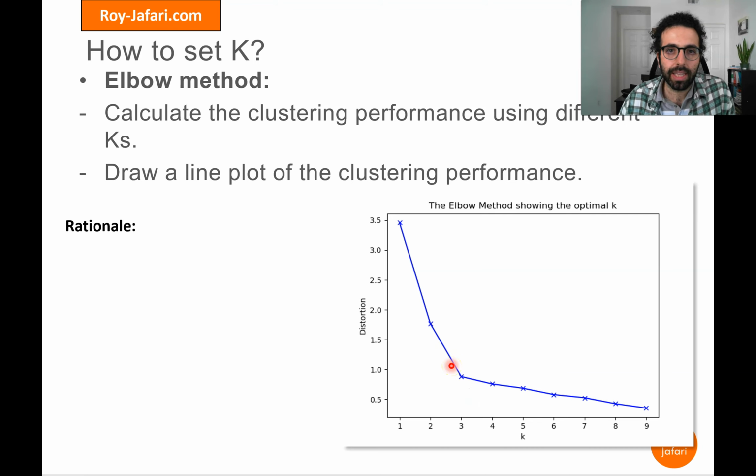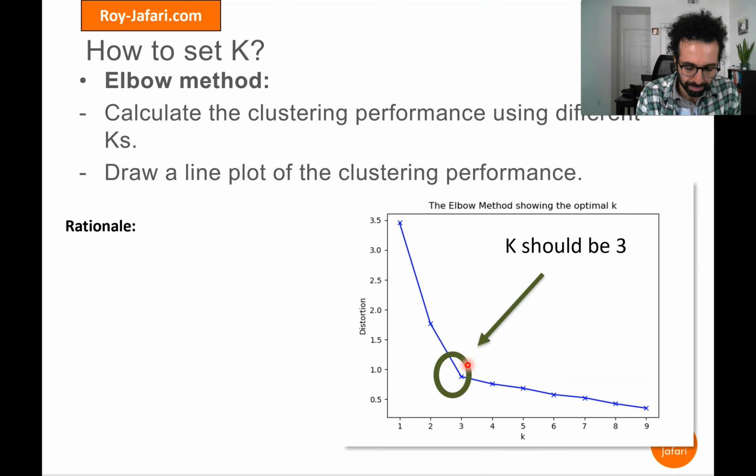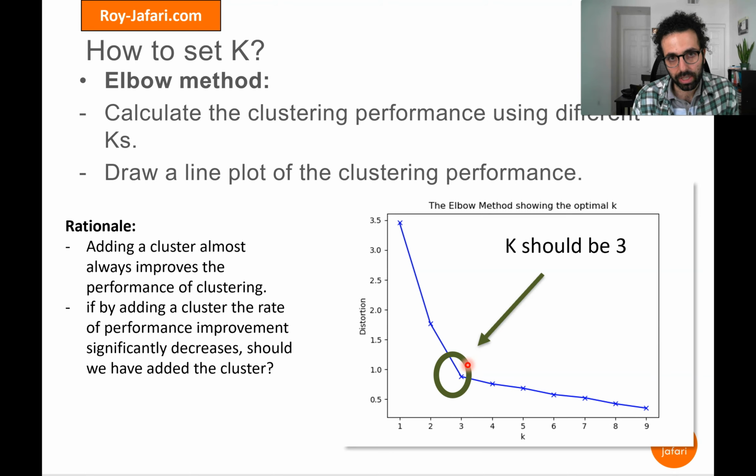This may indicate that there is something about K equals 3 that can help us say, okay, we've got probably 3 clusters, right? So this is called the elbow method. The rationale is written here. Always adding a cluster will help this specific metric, like SSE. Therefore, should we have added another one if the rate of improvement decreased so significantly? So basically, this is the rationale.